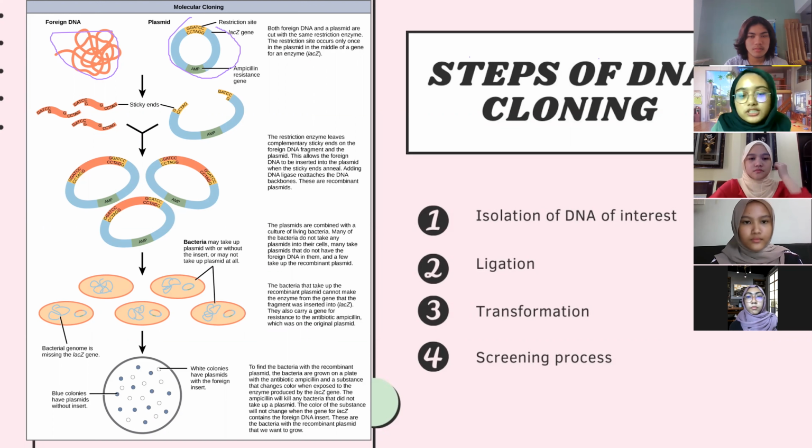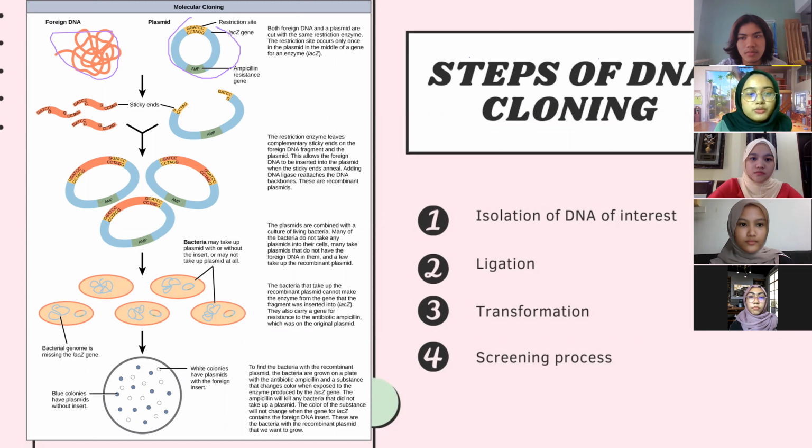Then we have to use a restriction enzyme to cleave a section of the desired DNA fragment in the foreign DNA. And then we have to use the same restriction enzyme to cleave the plasmid too. So why do we use the same restriction enzyme? We use the same restriction enzyme because they cut a specific sequence, so that we have the same complementary sticky ends.